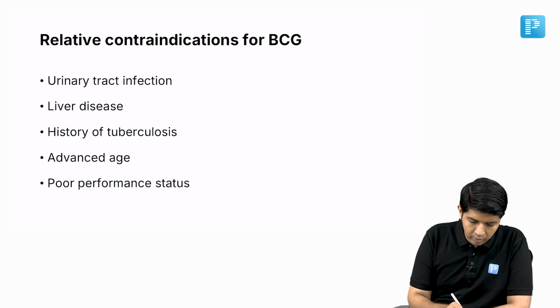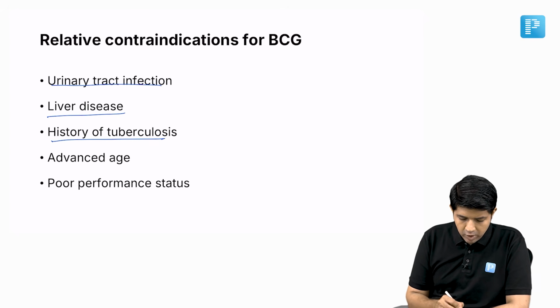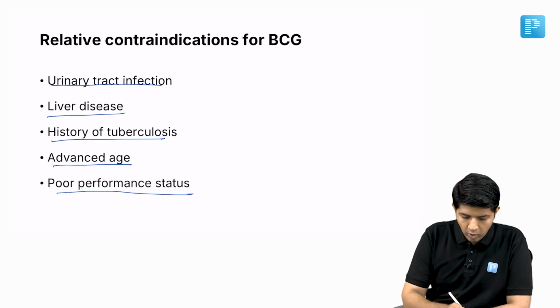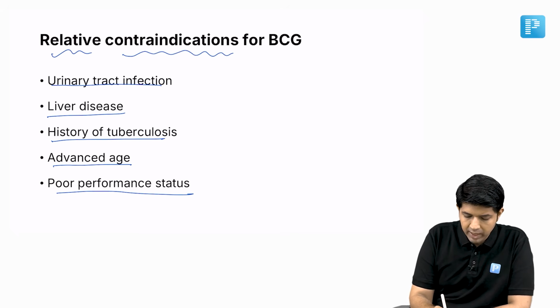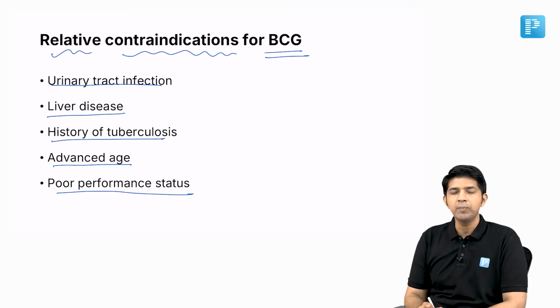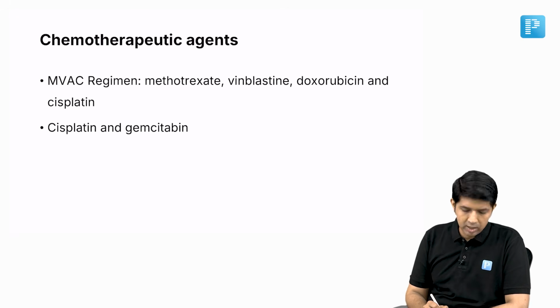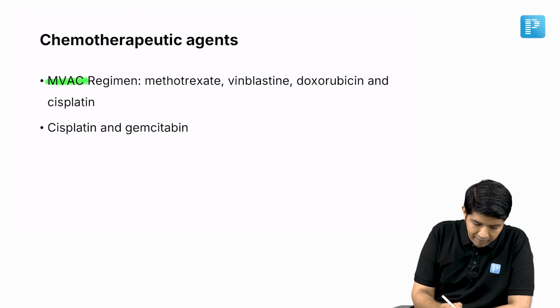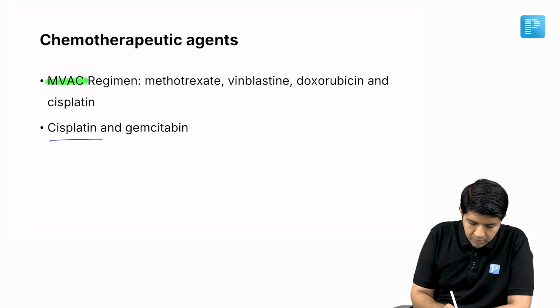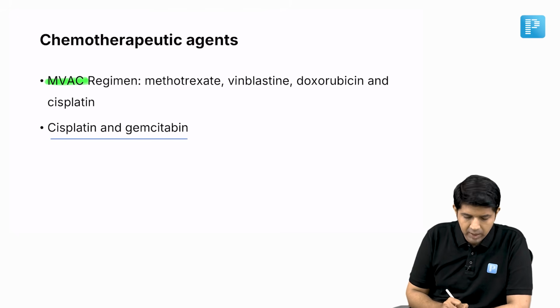Now, when it comes to relative contraindications, urinary tract infection, liver disease, history of tuberculosis, advanced age, poor performance status, all these are relative contraindications for installation of the BCG. Coming to the chemotherapeutic drugs, there are 2 regimens. One is the MVAC regimen and the other one is the cisplatin and gemcitabine regimen.